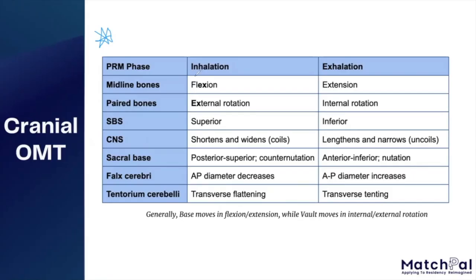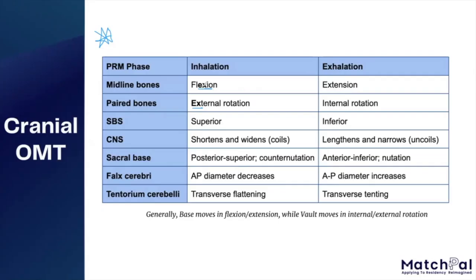Let's go over inhalation and exhalation phases of the PRM. In inhalation, the midline bones go into flexion. The paired bones will go into external rotation. A way to remember this is the two EXs: flexion, external rotation. In contrast, in exhalation, we have midline bone extension and paired bone internal rotation. And it is exactly this extension and internal rotation that will result in the receding of the cranium during the exhalation phase of the PRM. The SBS during inhalation will become more superior and become more inferior during exhalation.